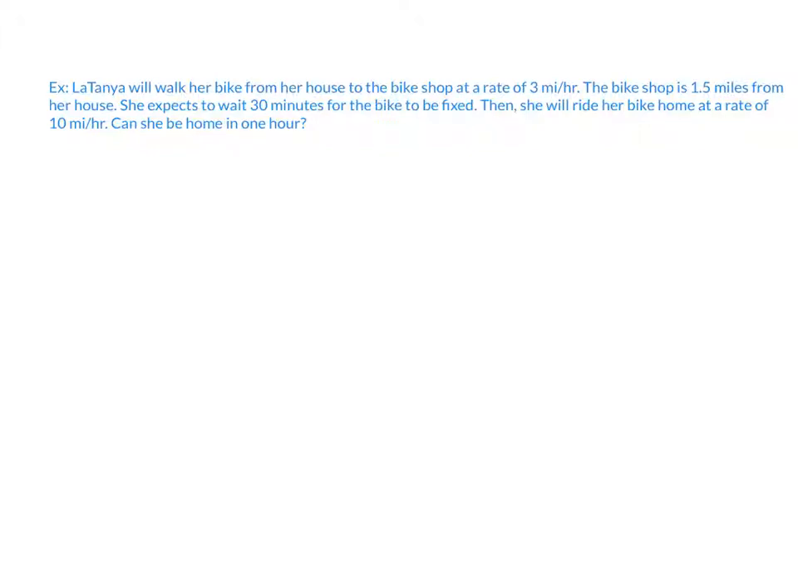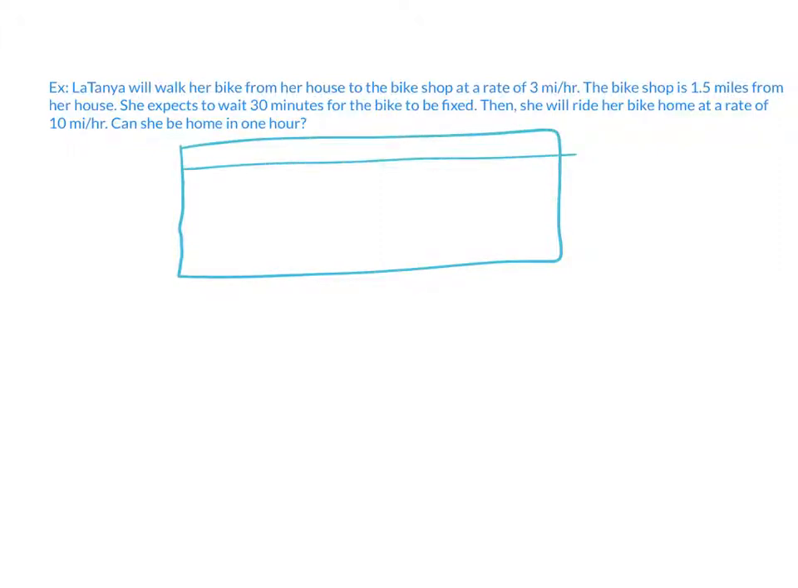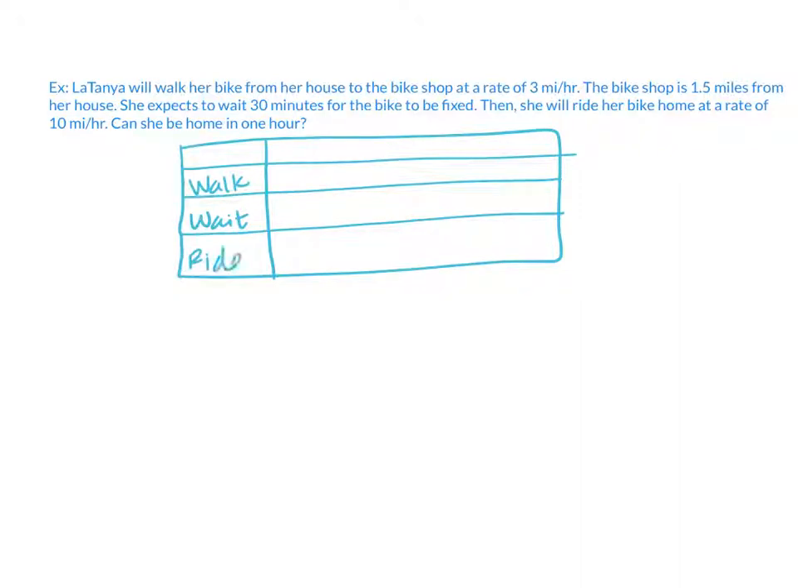So what's going to help us is that we're going to draw a quick table of the information we've been given in this problem. So we have 3 stops, right? Or 3 instances of time. We have her walk from the house to the bike shop. We have her time waiting at the bike shop. And then we also have her time riding back.